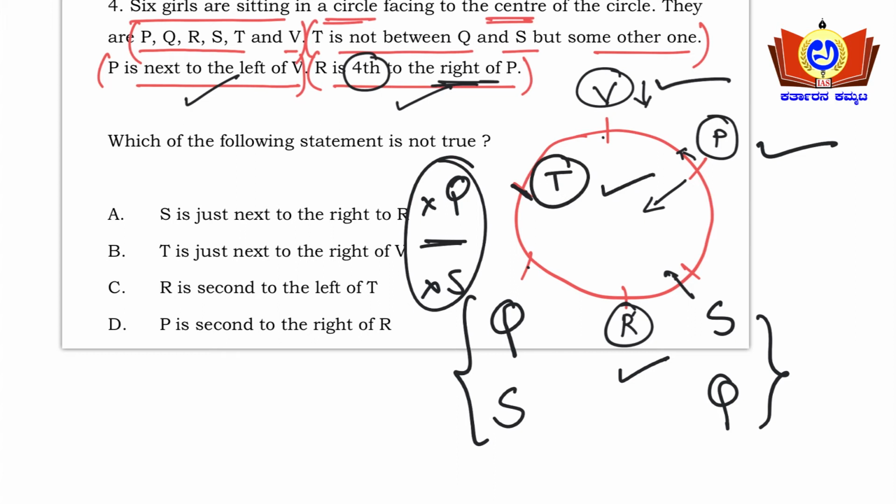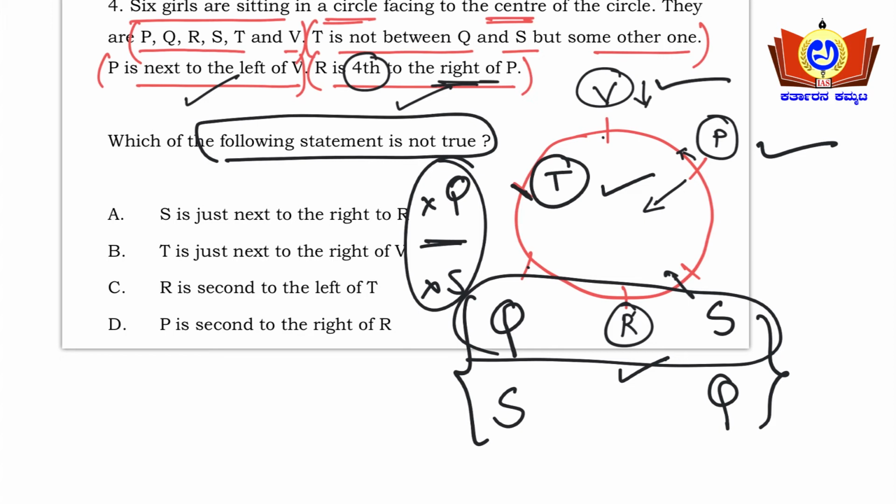Okay, so which of the following statements is not true? S is just next to the right of R. So in this condition, S is right of R. Yes or no? So this condition holds good. T is just next to the right of V. So V's right is T. So this also holds good.